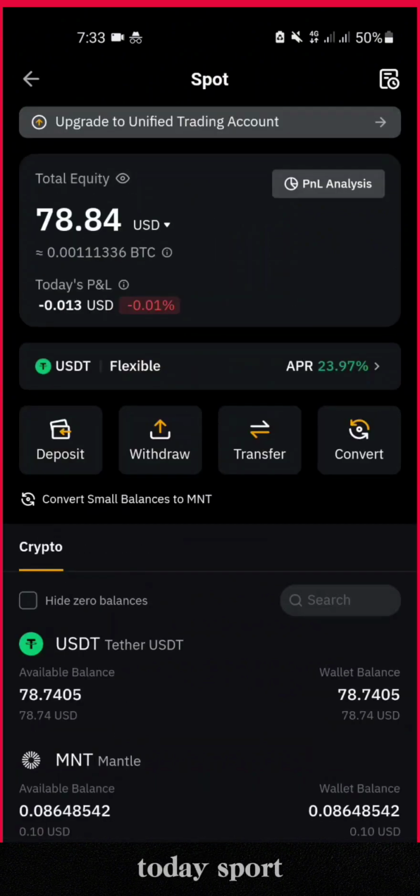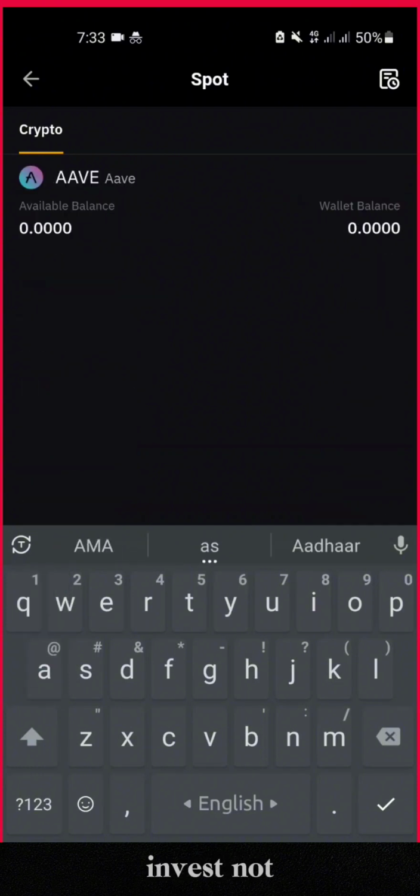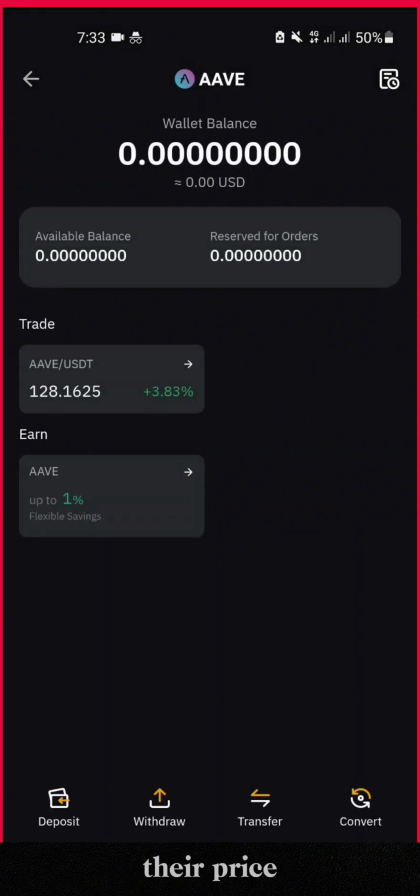Today we will see spot trading, which is pretty easy and straightforward. Everyone knows spot trading. If I give a real-life example, it's like going to the market and giving money to your shop owner, and they give you something, a t-shirt, any food, whatever. So now if I search here, today we will not invest, we will just overview the Aave token, its price, its current status, everything related to Aave I will show you.